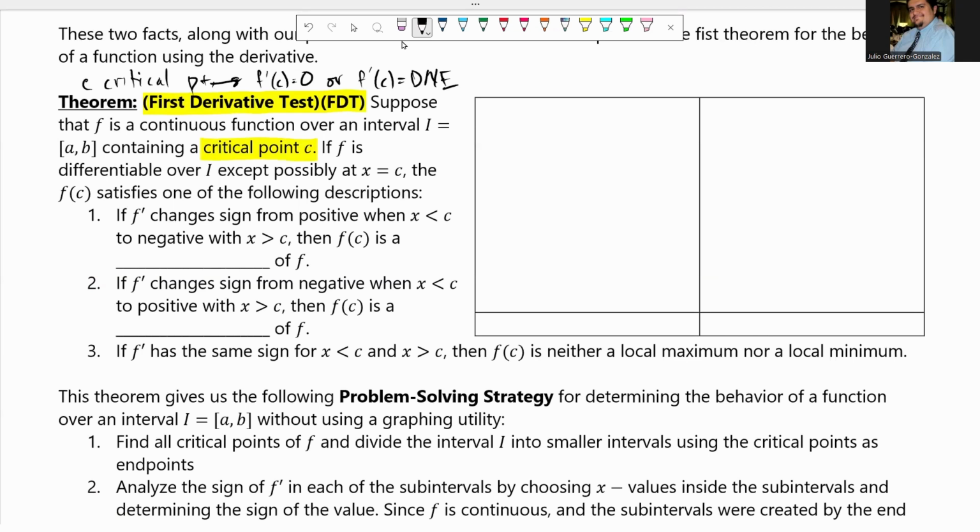Then you're going to have one of the following three things happen: one, two, three. For the first one, if your derivative f prime changes sign from positive before your value c to negative after c, then you have a maximum.